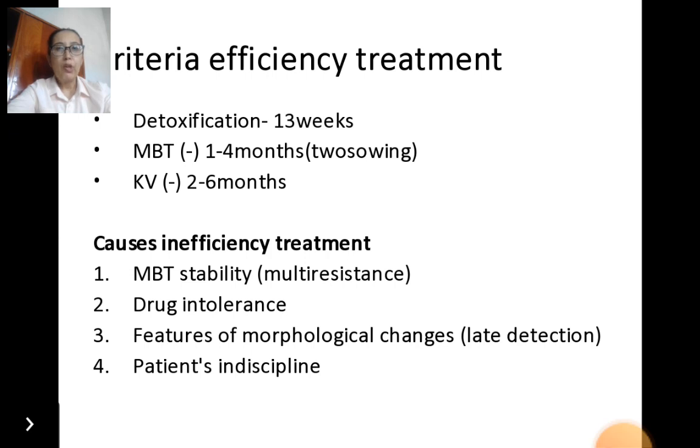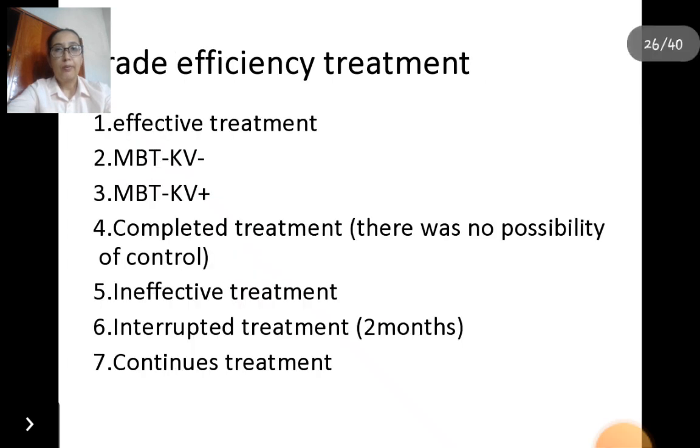Criteria of efficiency of treatment are detoxification within 1 to 3 weeks, and mycobacterium isolation stopping during 1 to 4 months, with culture conversion in 2 to 6 months. Causes of ineffective treatment are mycobacterium resistance, drug intolerance, features of morphological change, and patient indiscipline. Treatment outcomes: effective treatment, with or without bacterial isolation, completed treatment, ineffective treatment, interrupted treatment, and continuing treatment.